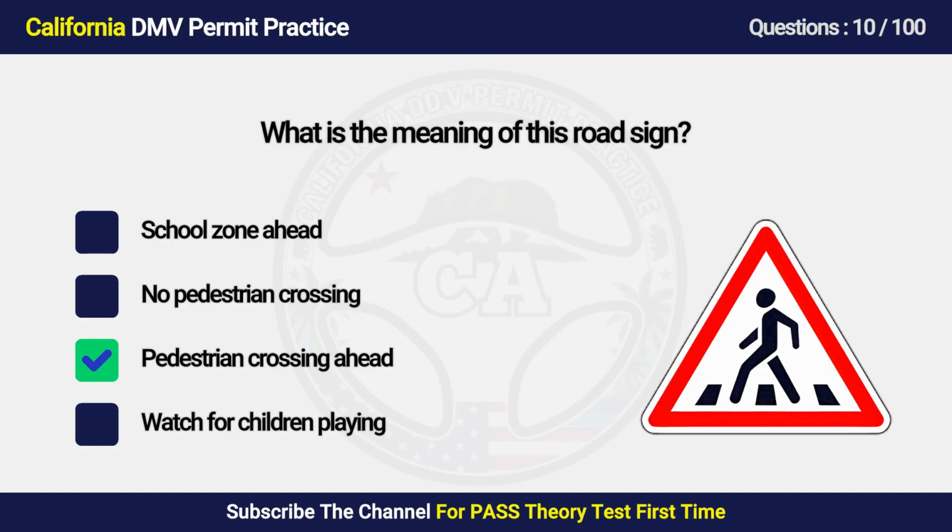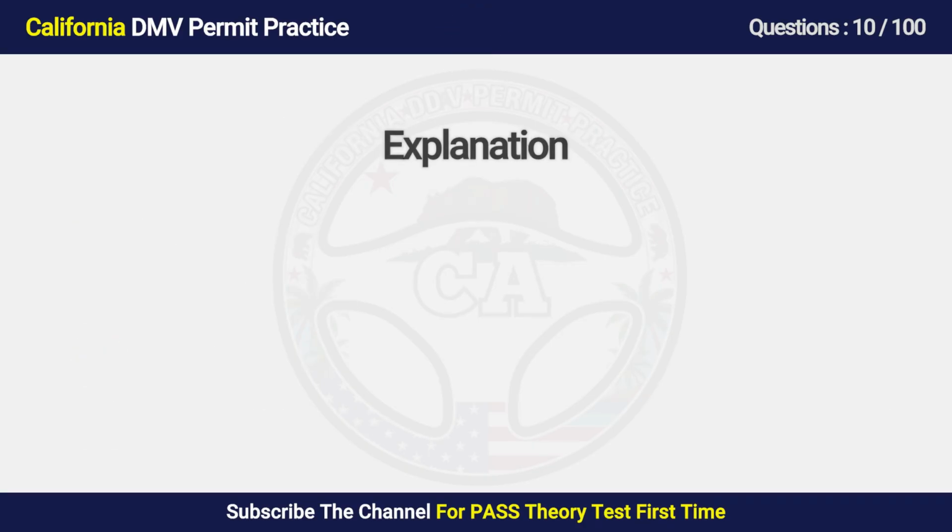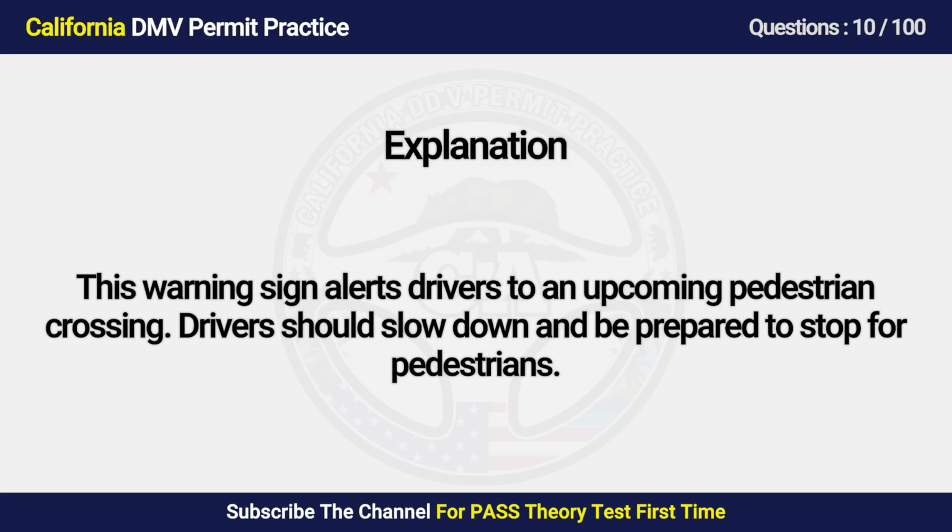Answer is C. Pedestrian crossing ahead. This warning sign alerts drivers to an upcoming pedestrian crossing. Drivers should slow down and be prepared to stop for pedestrians.